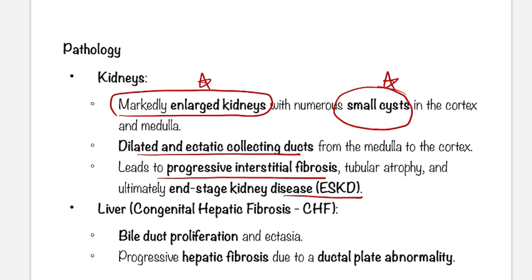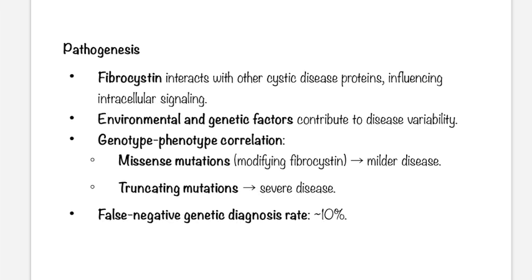Now we'll talk about the liver. The liver hallmark of this condition is congenital hepatic fibrosis. What occurs in this? Bile duct proliferation and ectasia, and progressive hepatic fibrosis due to ductal plate abnormalities. So how does this disease develop? Basically, fibrocystin, which is the gene product of PKHD1, interacts with other cystic disease proteins, influencing intracellular signaling. Some environmental and genetic factors are also involved, but they are not well known.